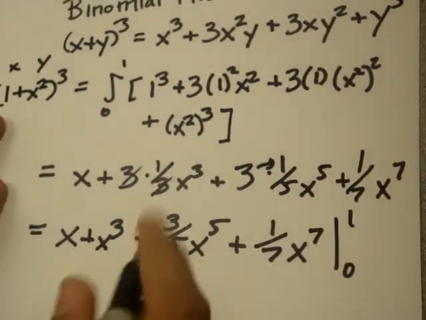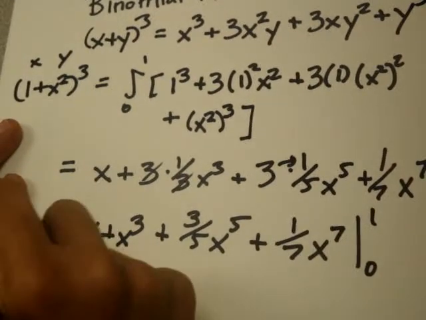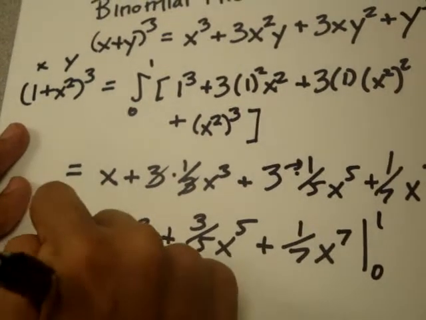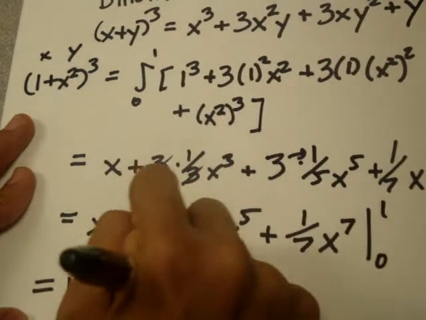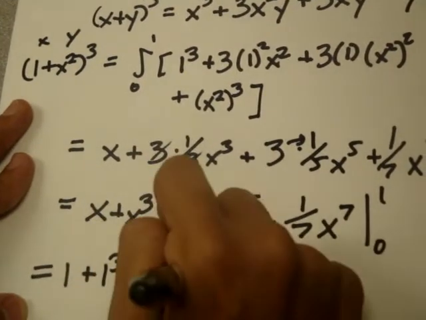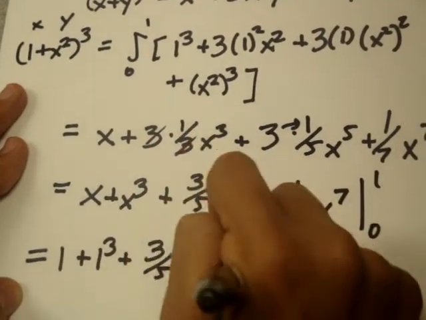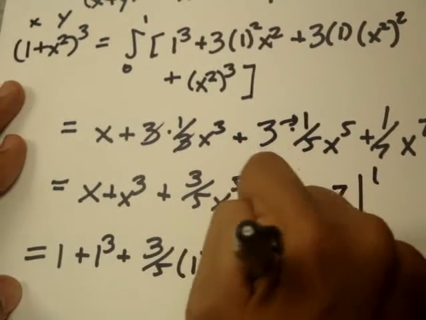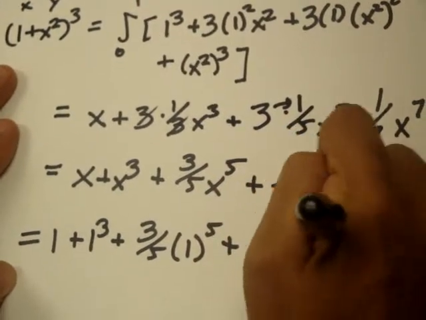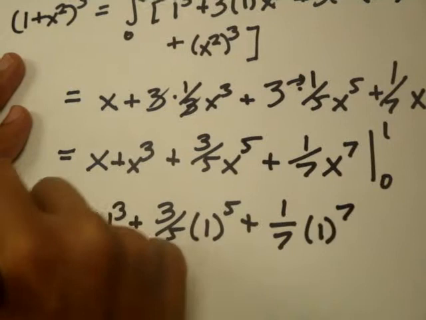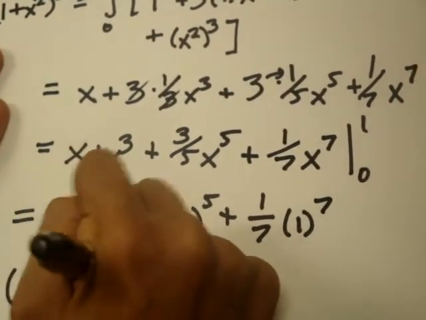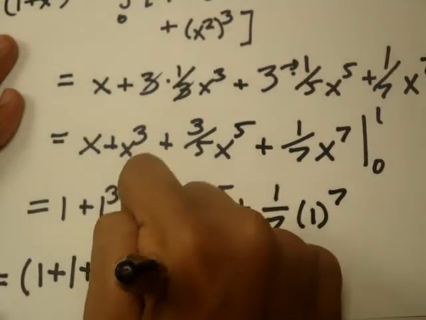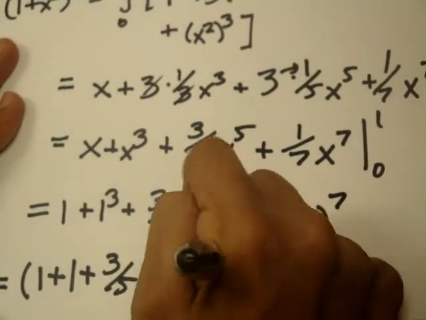And as you can see, just mentally plugging in 0, everything else is going to be 0. So you're really only worried about your 1. So you just plug in your 1, and you're given 1 plus 1 cubed plus 3/5, 1 to the fifth, and then a 7th, 1 to the 7th. This leaves you with 1 plus 1 plus 3/5 plus 1/7.